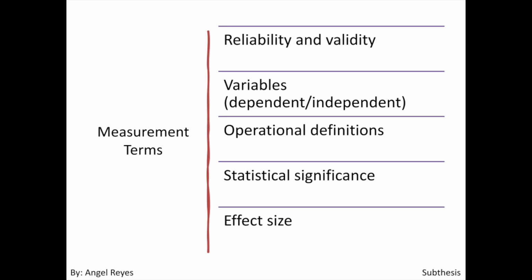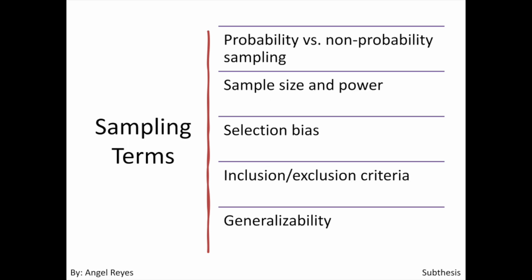Statistical significance indicates whether results are likely due to chance, typically using p-values. Effect size measures the magnitude of relationships or differences, telling us not just if there's an effect, but how large it is. These concepts help us assess how well a study measures what it intends to measure and how to interpret its findings. Finally, let's examine sampling terminology.